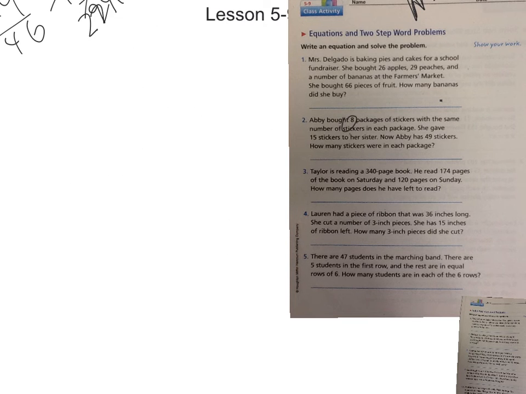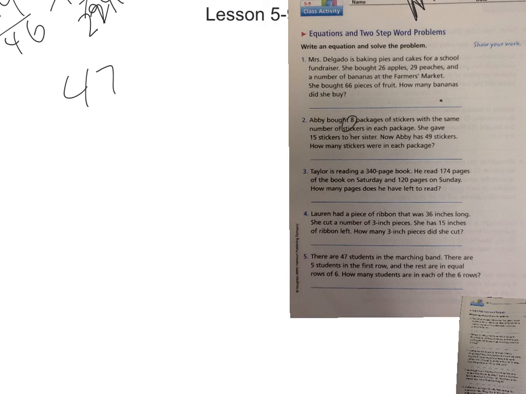And because this one was a pretty challenging one, I kind of want to do the next one with you too. Then you just have the last page to do on your own. There are 47 students in the marching band. There are 5 students in the first row, and the rest are in equal rows of 6. How many students are in each of the 6 rows?